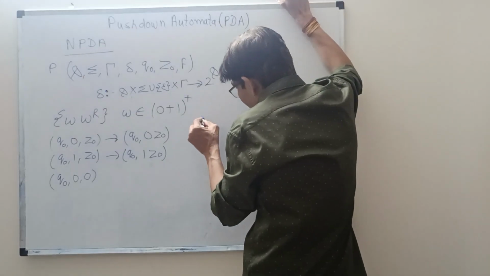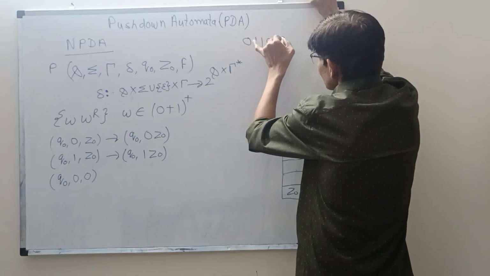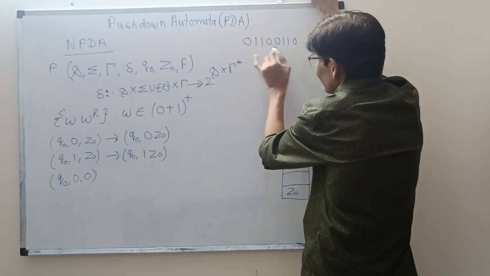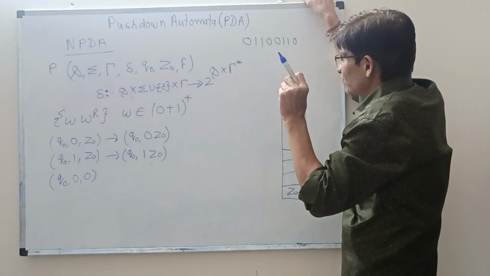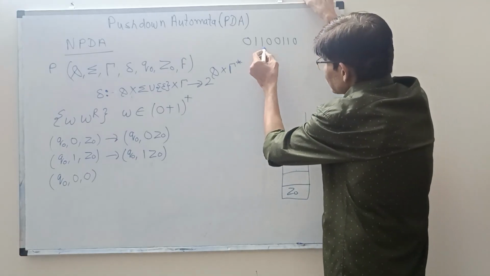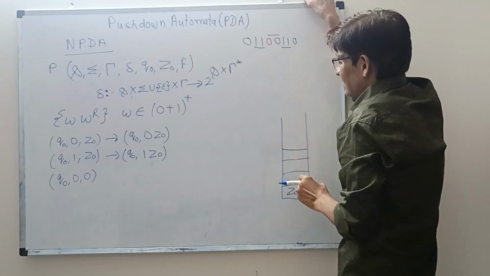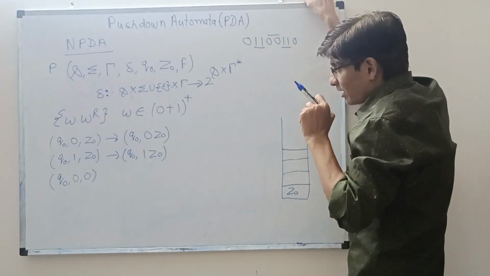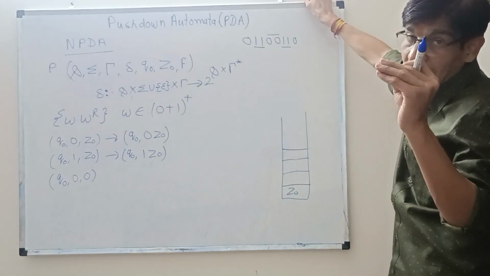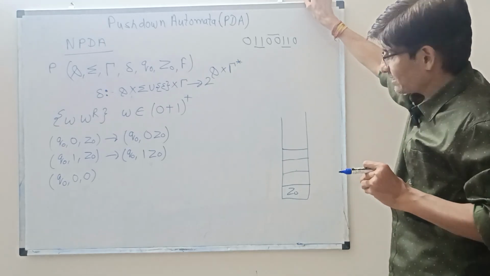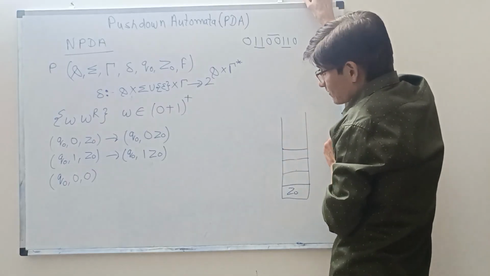Now I can consider this string here, 0 1 1 0 0 1 1 0. So this is one valid string of this language. See, here we have 3 pairs of the same symbol. This is 1 1, this is 0 0, and this is 1 1. So these three pairs are there which have the same symbol. Now, whenever we are having the same symbol, there are two possibilities.